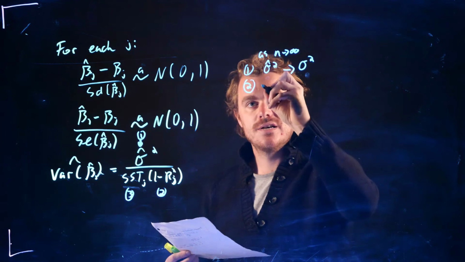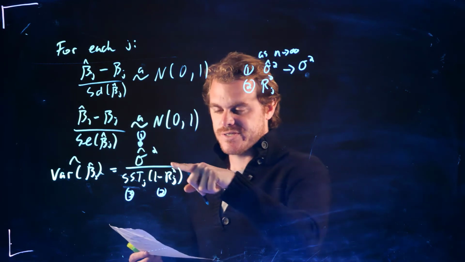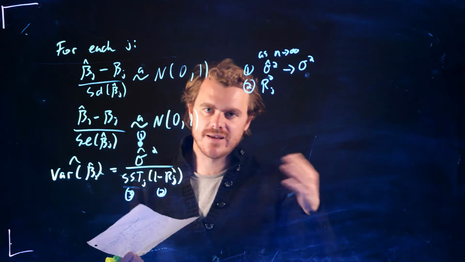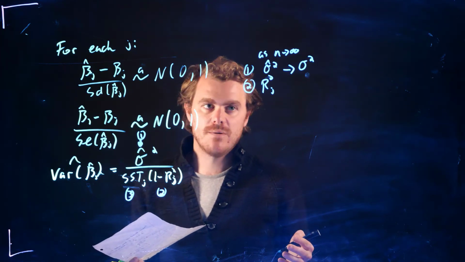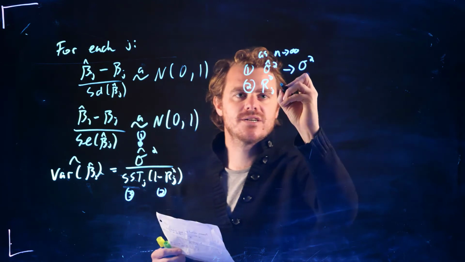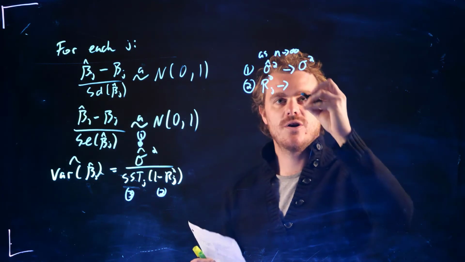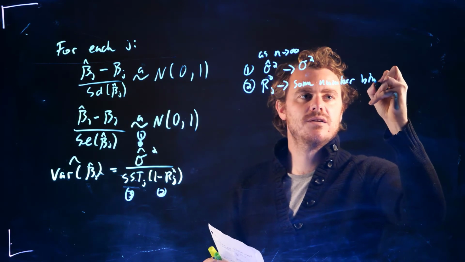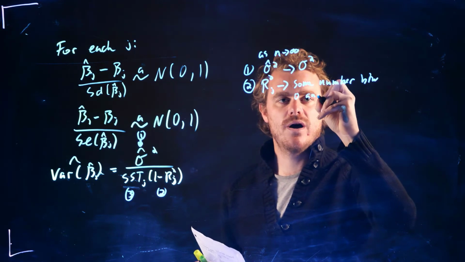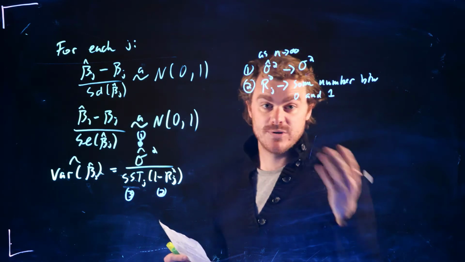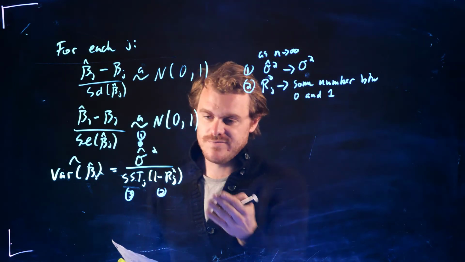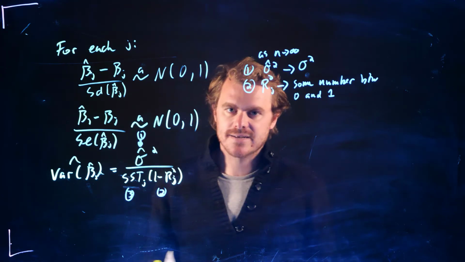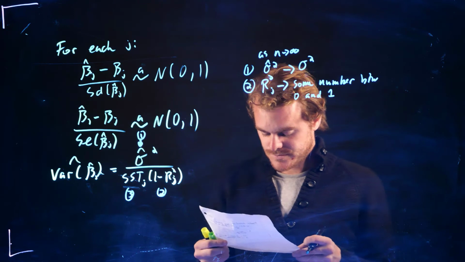The second thing is R squared j, which is capturing the correlation between xj and the other x's. But it's an R squared, right? So as n goes to infinity, it's got to go to some number between 0 and 1, because R squared has to be between 0 and 1. So even as n goes to infinity, there just must be some correlation between this xj and these other ones.